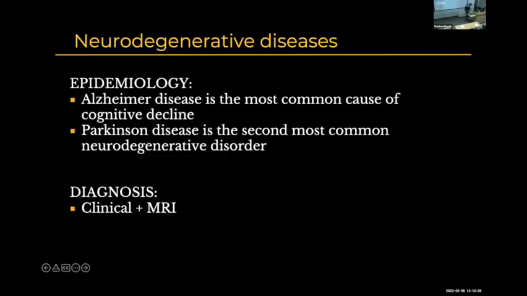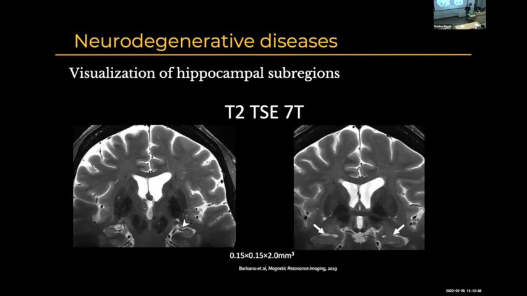I mentioned the neurodegenerative diseases, and I will talk a little bit about the two most common neurodegenerative disorders, which are Alzheimer's disease and Parkinson's disease. And in both of these pathologies, the diagnosis is mostly clinical, but also based a lot on the MRI data. So ultra-high field MRI can play a critical role in neurodegenerative diseases because, as was mentioned earlier, it allows us to better visualize the subregions of the hippocampus.